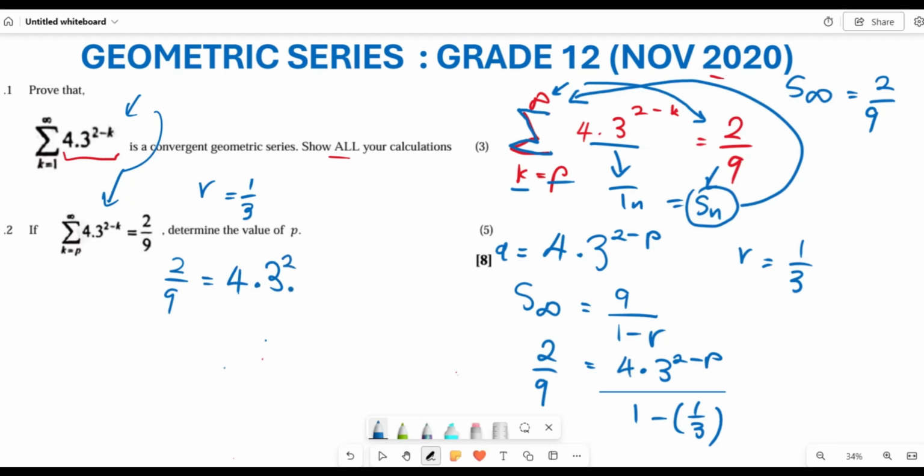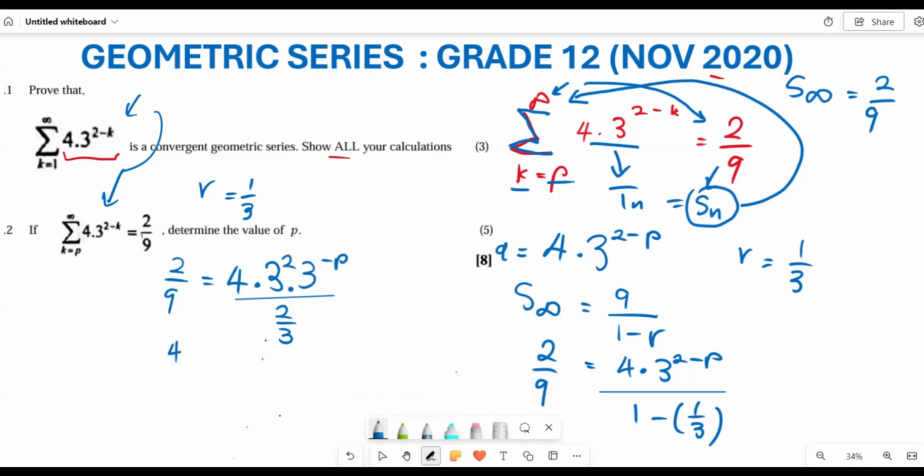Now I can write this again in terms of 3 to the power of negative p. Remember, when you multiply powers of the same base, this is going to come back to 2 subtract p. After this, what we are going to do now is multiply the 2 over 9 with 2 over 3. And what is 2 over 9 times 2 over 3? This is given by 4 over 27.